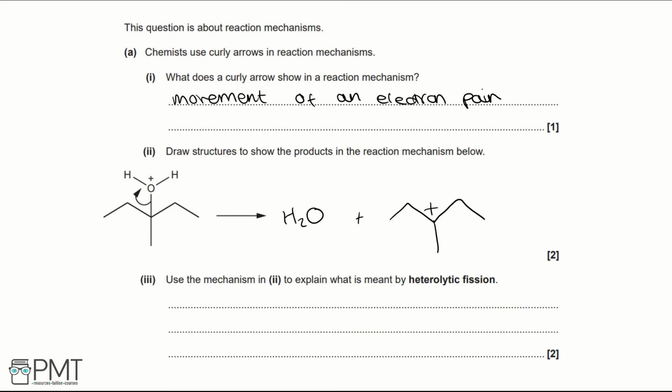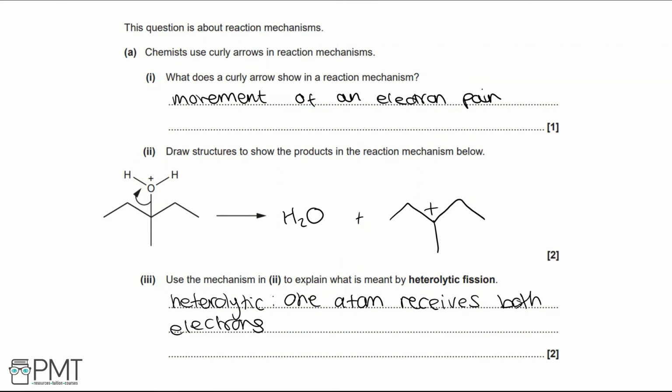Part 3. Use the mechanism in Part 2 to explain what is meant by heterolytic fission. For this question, you need to dissect heterolytic fission, and that means we're going to define heterolytic and then fission. Defining heterolytic, that would be when one atom receives both electrons. Then defining fission, fission is the breaking of a covalent bond. To get the 2 marks for this question, you get a mark for defining heterolytic, so saying that one atom receives both electrons, and a mark for defining fission, which is the breaking of a covalent bond.